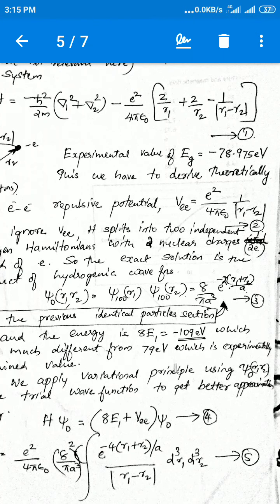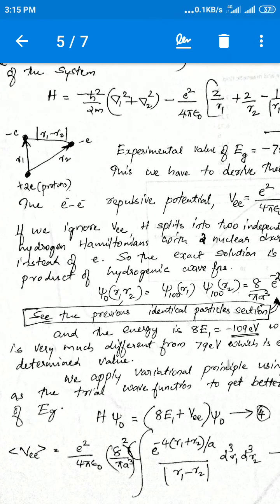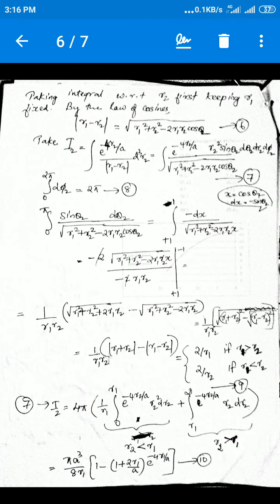So psi star psi will be e raised to minus 4 (r1 plus r2) by a, times 8 by pi a cube, it will be squared. So the 8 by pi a cube squared, you can take it out. Integral of e raised to minus 4 (r1 plus r2) by a divided by |r1 minus r2| into d cube r1 d cube r2. Understood that equation? So that is the inner product psi star V_ee psi, psi star psi into V, that is all that is written there. Okay, equation 5. Taking now the integral with respect to r2 first, keeping r1 fixed.